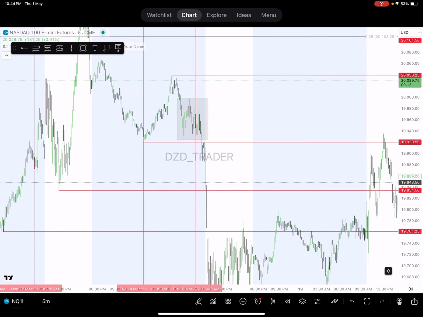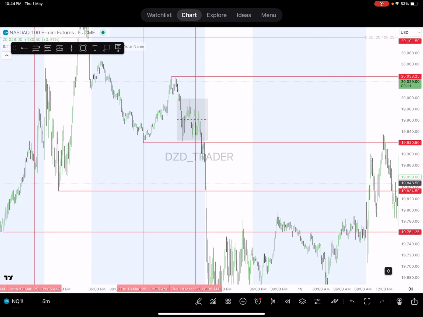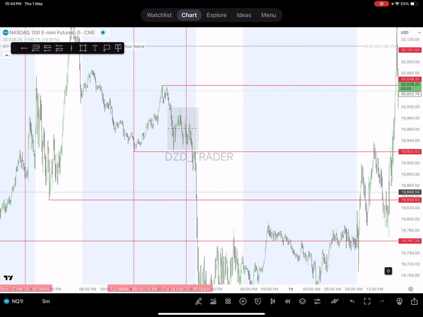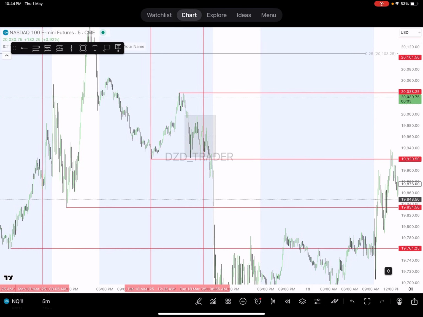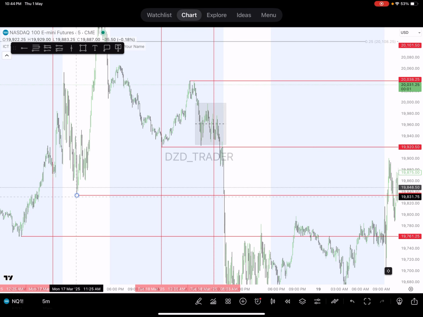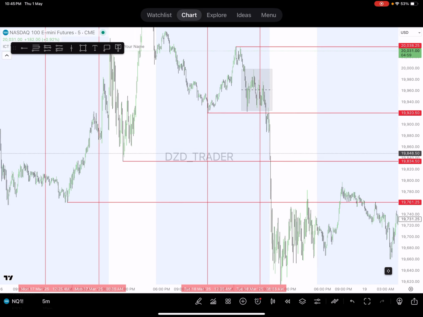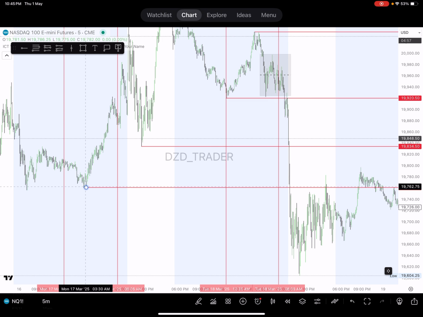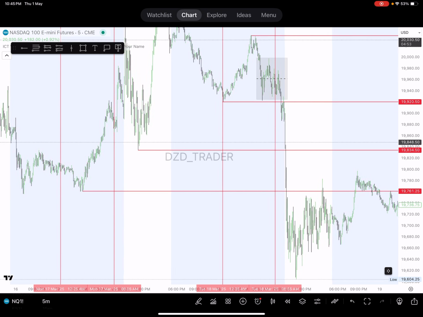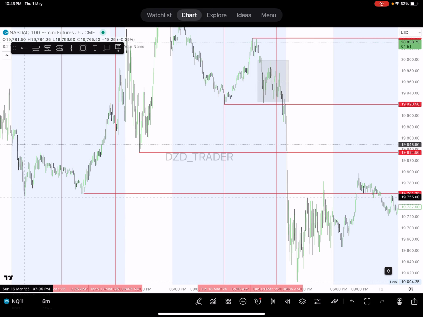So what happened in the New York session? We have the low of the London range, which happened in the current day. We have the previous day New York low, which was not taken. And we have the previous day London range, which was not taken, and there are equal lows there. Here are equal lows, sell side liquidity.